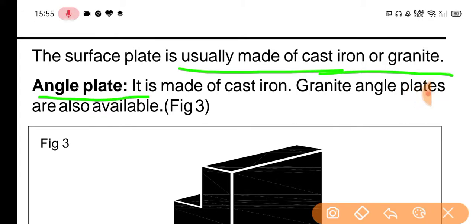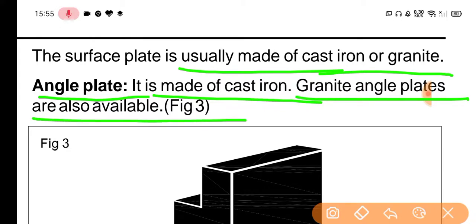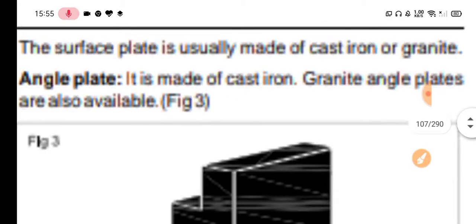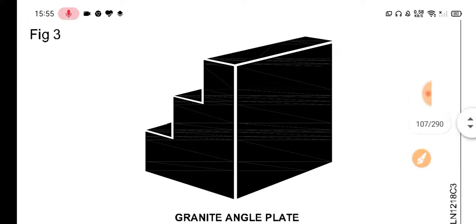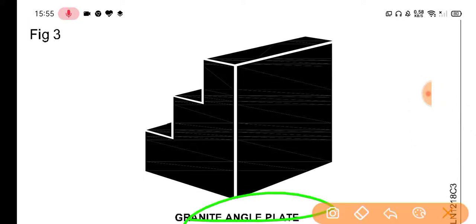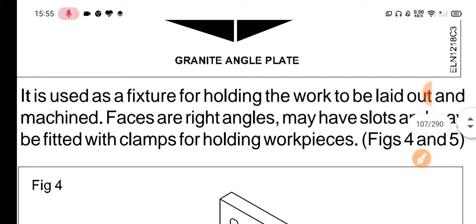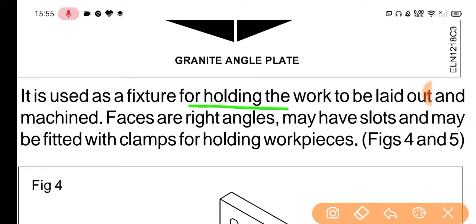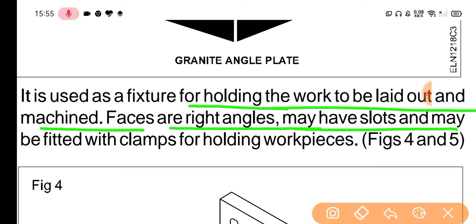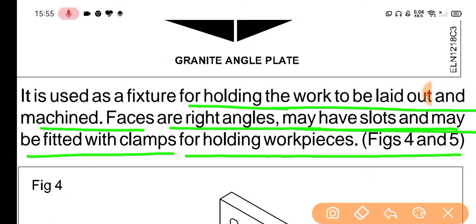Angle plate is made of cast iron. Granite angle plates are also available, given in picture 3. This is a granite angle plate. It is used as a fixture for holding the work to be laid out and machined. Faces are at right angles, may have slots, and may be fitted with clamps for holding the workpiece.